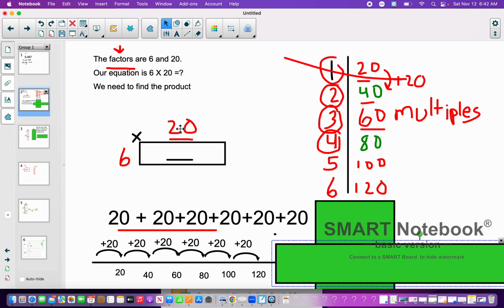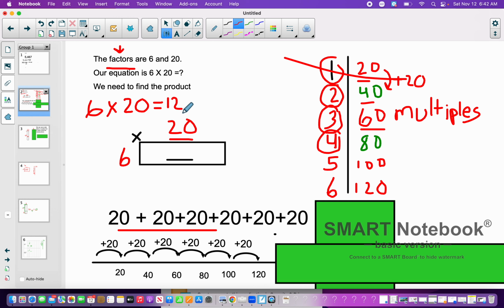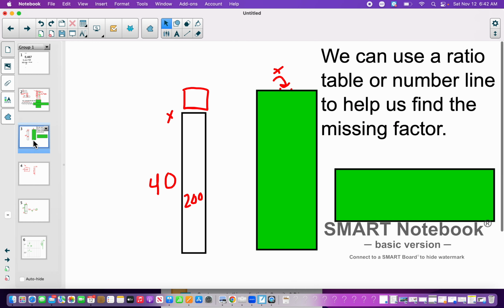So again, our factors are 6 times 20. If we were to write this out as an equation, it would look like this. 6 times 20, or 20 plus 20 plus 20, because that's what multiplication is, equals 120. We need to know that word is called the product, and these are the factors. And we basically went down all the multiples. So we're going to write the product in here, 120. And that makes sense. Let's go to another example.